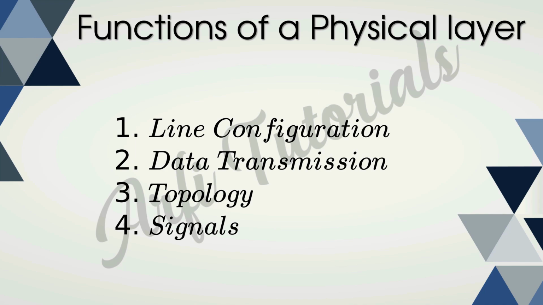First, line configuration. It defines the way two or more devices can be connected physically. Second, data transmission. It defines the transmission mode, whether it is simplex, half duplex, or full duplex mode between two devices on the network. Third, topology. It defines the way network devices are arranged. Fourth, it determines the type of signal used for transmitting the information.